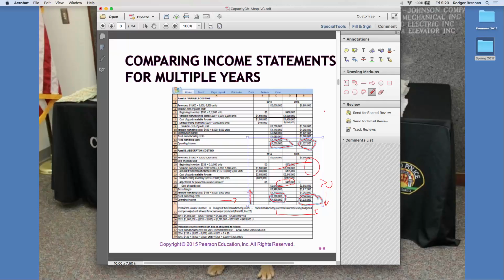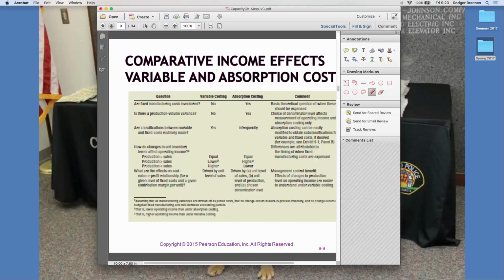Well, under absorption costing, you get exactly just the opposite. Sales go up, and in 2014, my operating income is 1.5 million. But in 2015, when my sales go up, my operating income, in fact, goes down. So it's really confusing for management to figure out, hey, what's going on? We're increasing sales, but our operating income is going down. And that's really the major virtue of variable costing.